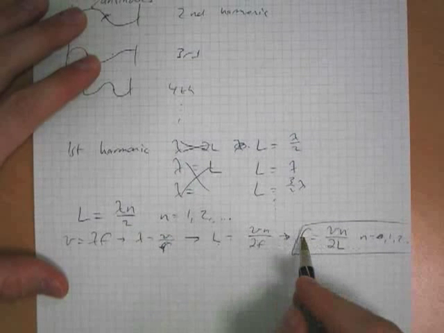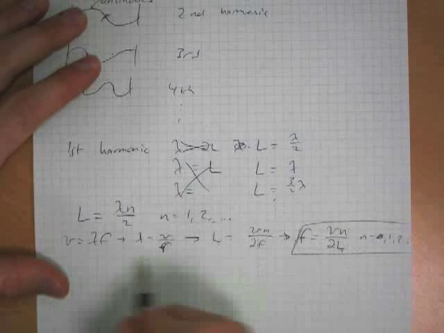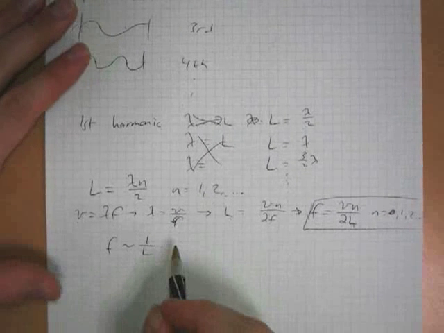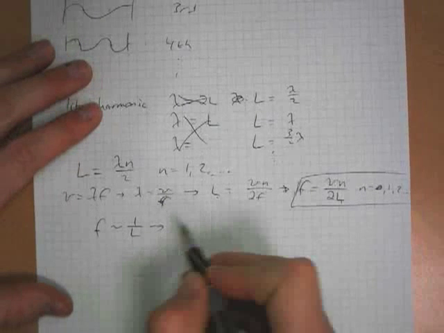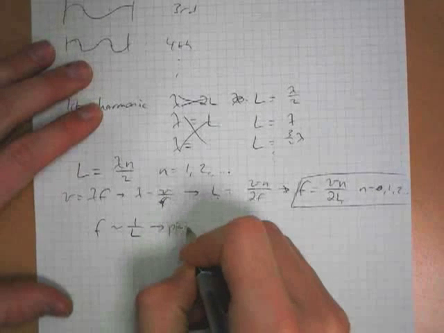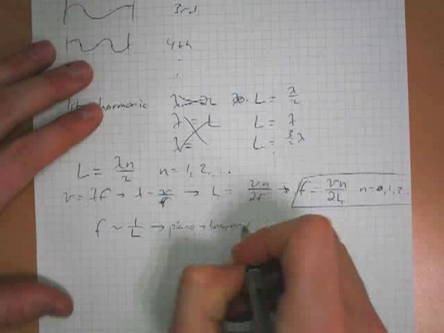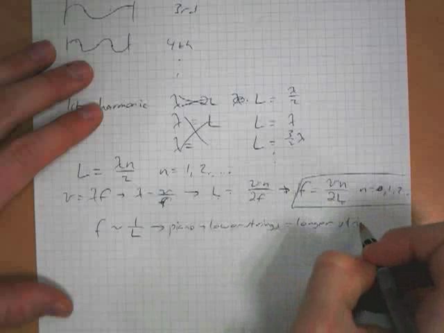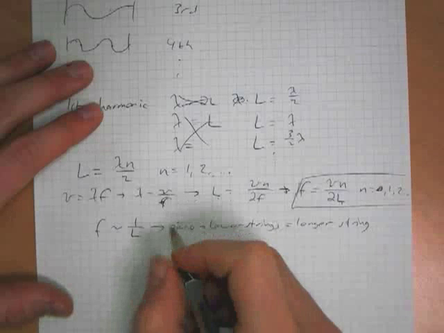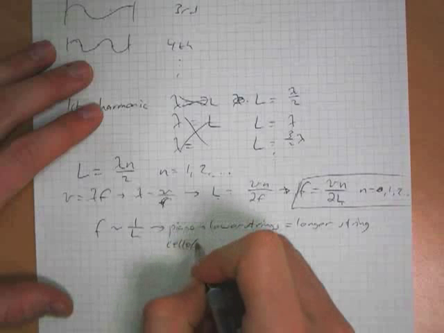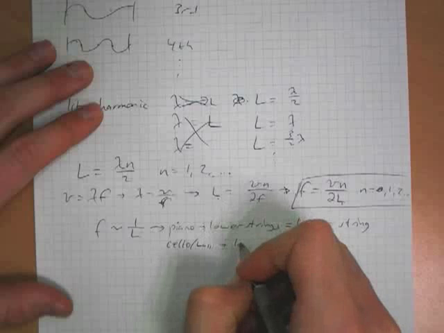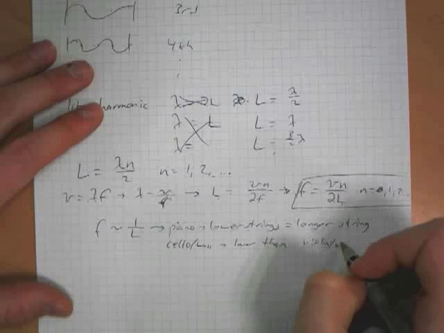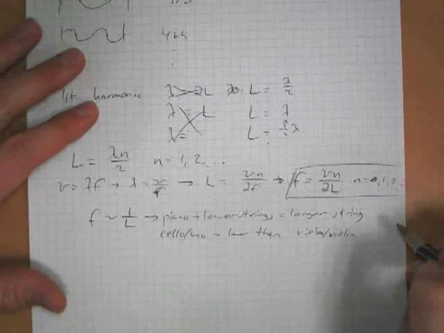Note that this frequency varies inversely with the length, which is why, like on a piano, lower strings are longer strings. The longer strings produce lower sound. This is why a cello or a bass is lower than a viola or a violin, because they have longer strings. Okay.